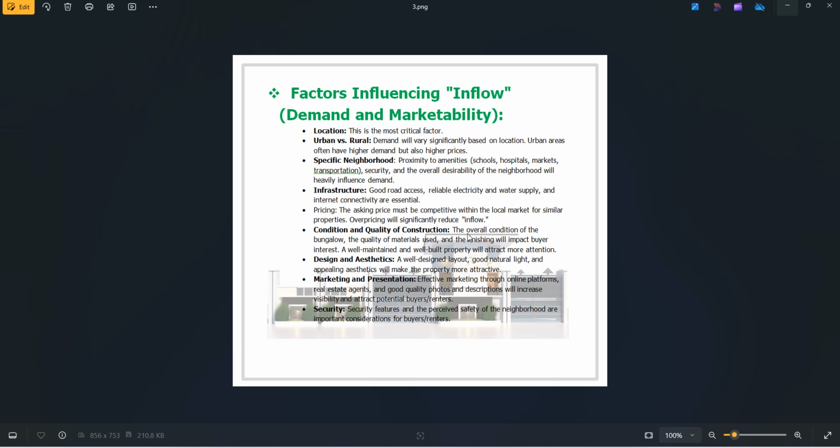So these are the factors that influence the inflows, which are demand and marketability, especially for those who want to build it for build and sell.